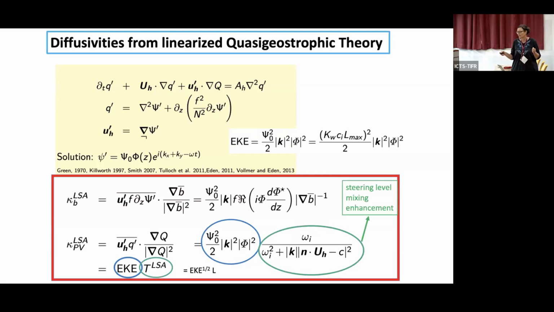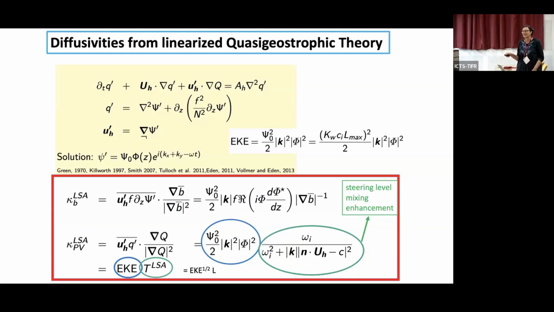So what this turns out to be is you can write this then. So this becomes EKE, where you have to actually assume some things about this amplitude psi 0, but this is the eddy kinetic energy that would be sort of predicted from your linear stability analysis. And this actually becomes this well-known effect of the steering level. So it gives you a mixing enhancement.